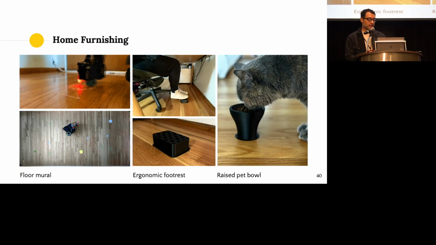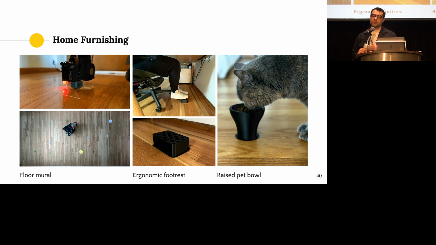And lastly, there's home furnishing, again, different use cases that we've seen for traditional digital fabrication techniques. In this case, it's a decorative floral mural, an ergonomic footrest where we're actually able to print under the desk because it has a relatively low form factor. And we have a raised pet bowl, so I was actually able to get my cat to eat out of it eventually.